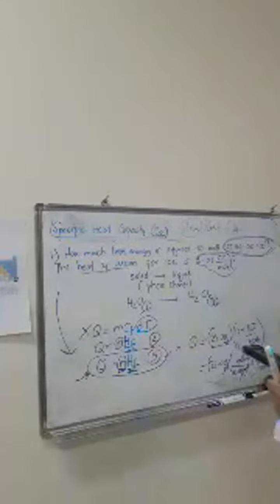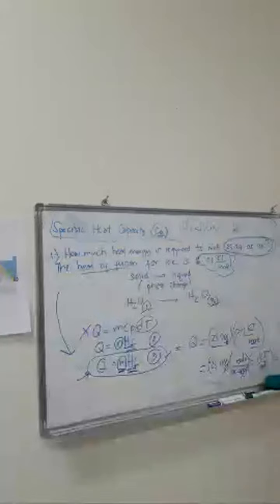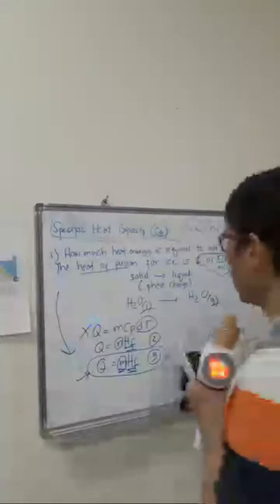Okay, 25 times 0.1 kilojoules per mole, divided by 18.06. So, your answer will be 0.137 kilojoules. Okay? And now, if you found a very small answer, you also need to review.